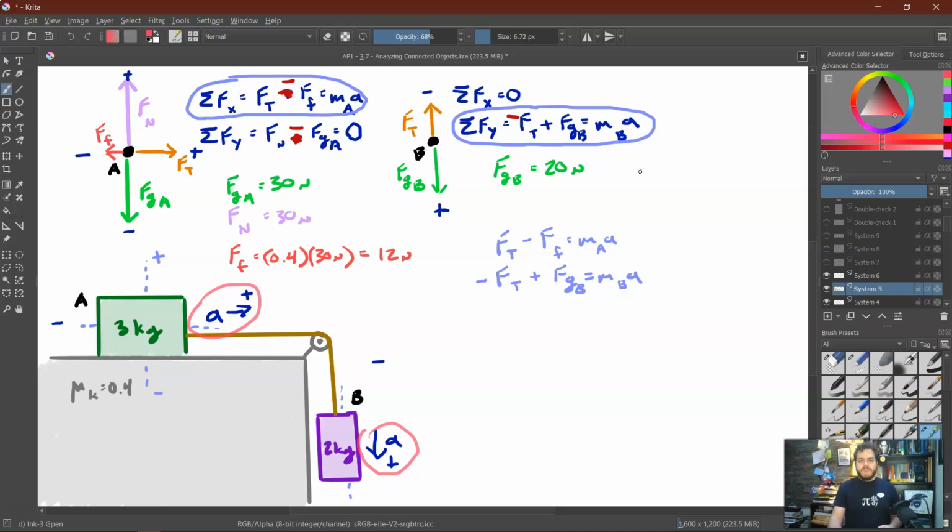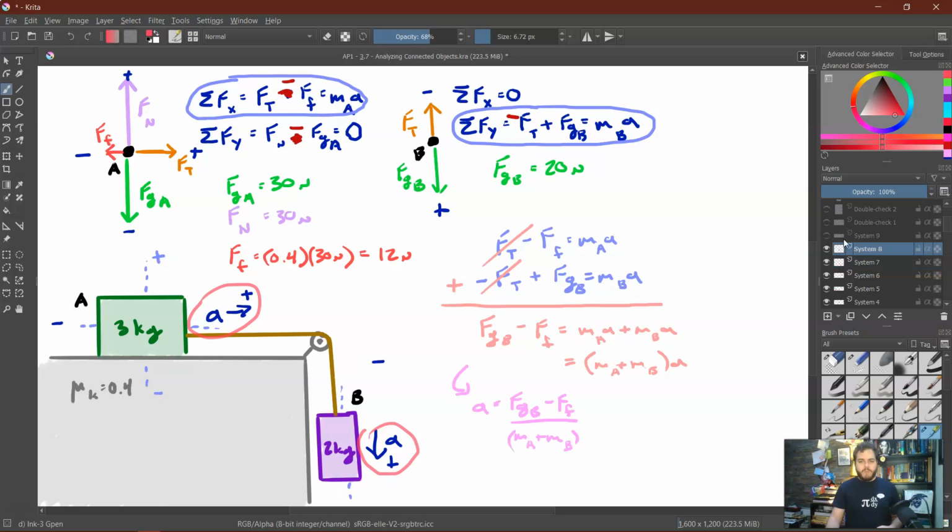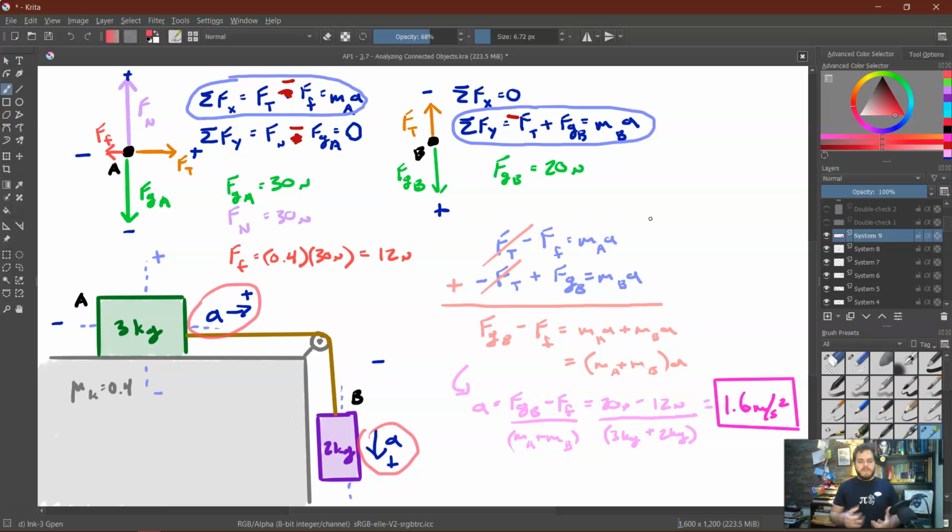So I have the two equations where it's accelerating. I have them here. And let's go ahead and combine them. And when we combine them, the tension forces go away. I'm left with FGB minus FF is equal to the mass of A plus the mass of B, all times the acceleration of the system. I rearrange it, I plug some numbers in, and we get that the acceleration of the system is 1.6 meters per second squared. Now the direction would be different for each block. For block A, it's going to be 1.6 meters per second squared to the right. For block B, it's going to be 1.6 meters per second squared down.